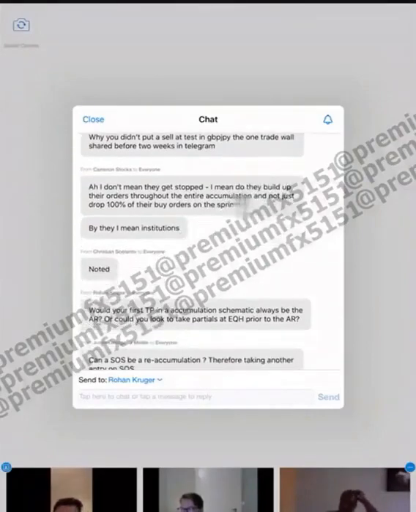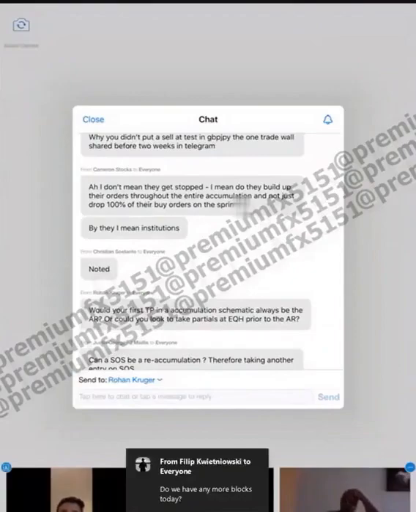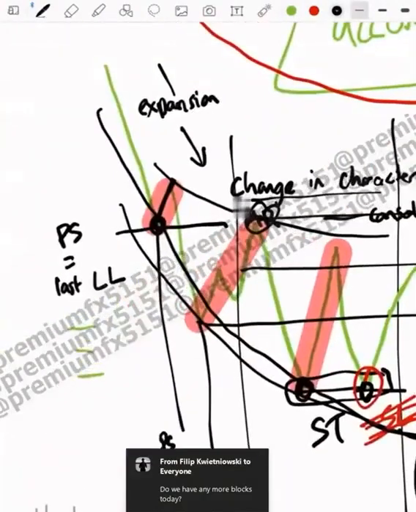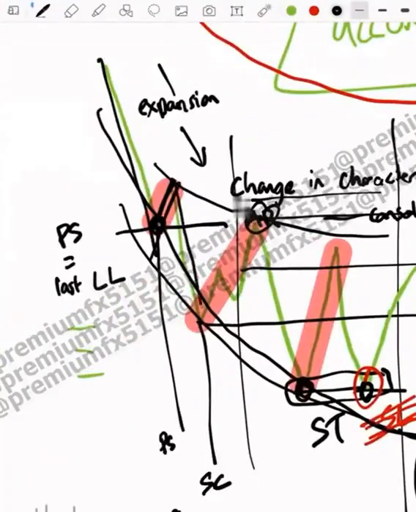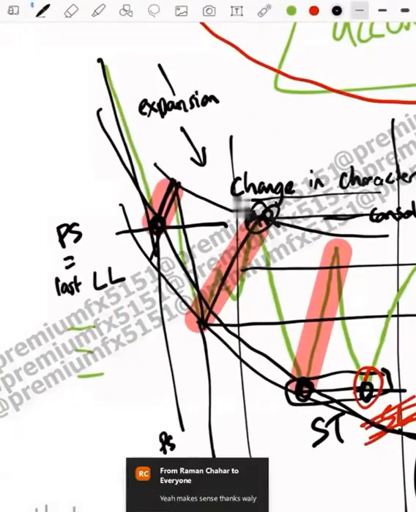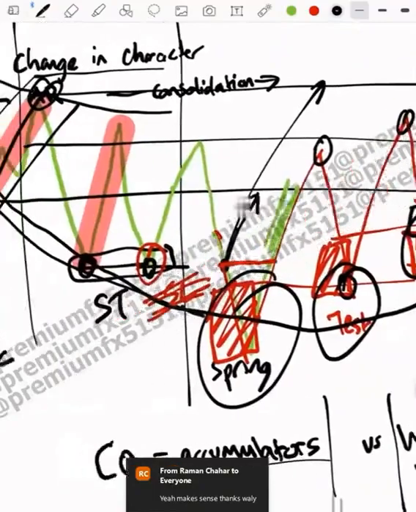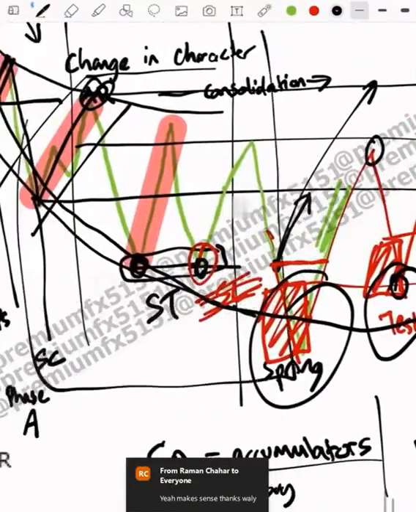I didn't mean they get stopped. I mean, they build up their orders throughout the entire accumulation range and not just drop 100% of the buy line. Yeah, they don't drop 100% of their orders at the spring. Because to have this change in character in the first place, from a strong bearish market, shallow retracement, strong bearish market, deep retracement, that deep retracement was the composite operator putting in orders. So they're not just dumping in their orders in the spring. They're actually doing it in the whole preceding components as well.